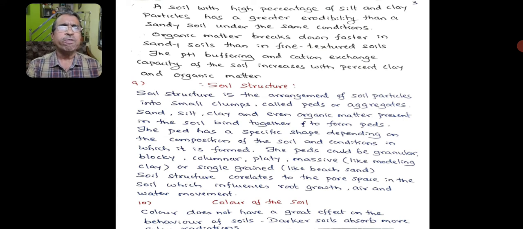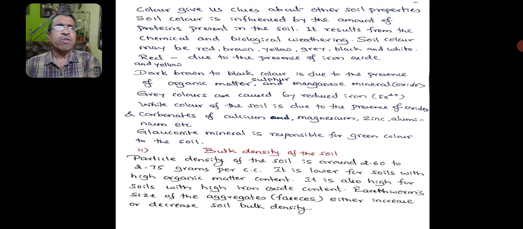Another property of the soil is the color of the soil. Color does not have a great effect on the behavior of soils. Darker soils absorb more light radiation. Color gives us clues about other soil properties. Soil color is influenced by the amount of organic matter present in the soil. It results from chemical and biological weathering.